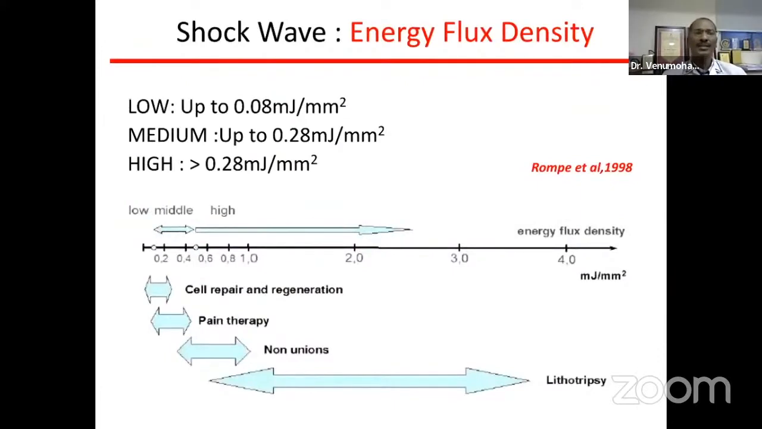Coming to the energy flux density, it is graded into 3: low, medium, and high. Low is 0.08 millijoules per square millimeter, medium is 0.28 millijoules per square millimeter, and when it is over 0.28 millijoules per square millimeter, it is called high. We generally use less than 3 millijoules per square millimeter for therapeutic purposes, whereas greater than that is used in other medical purposes like lithotripsy, etc.